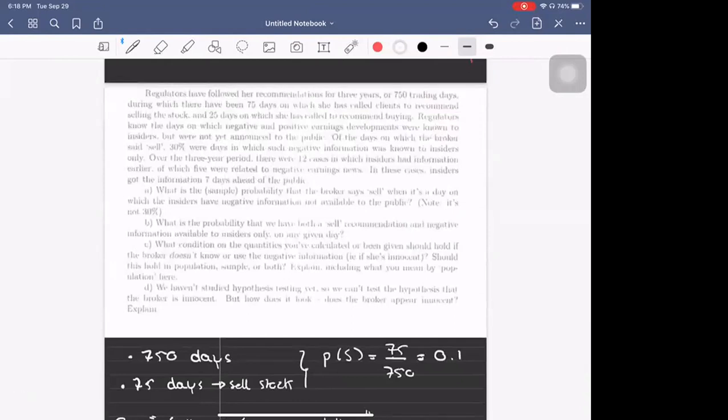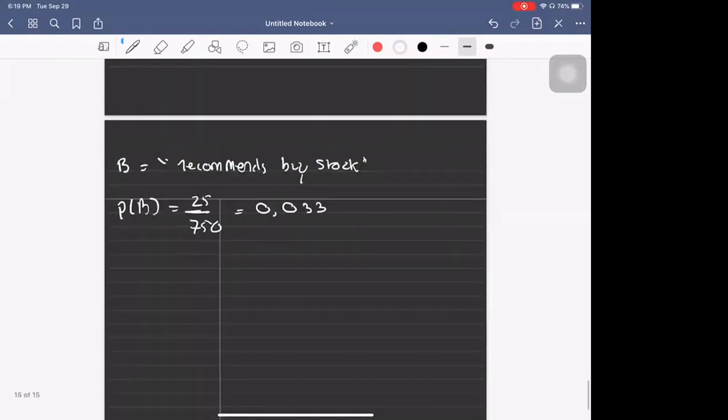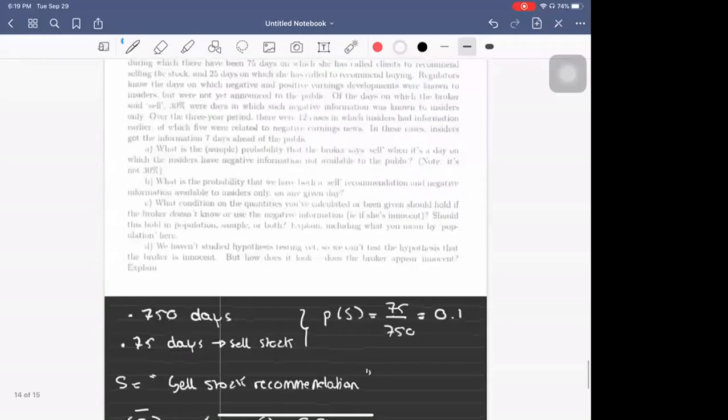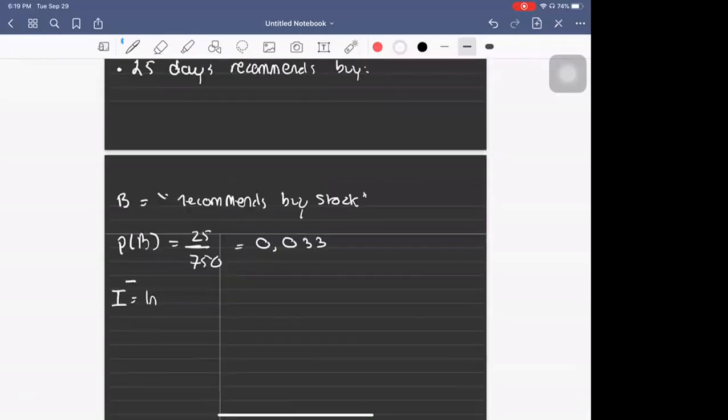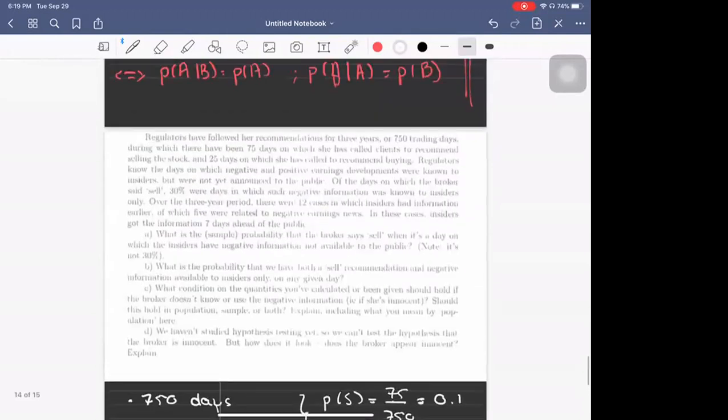Regulators know the days on which negative and positive earnings developments were known to the insiders but not yet announced to the public. So on the days on which the broker said sell, 30% were days in which such negative information was known to insiders only. So I'm going to define a new event. I minus is the event insiders knew about negative news. So on the days on which the broker said to sell to our clients, 30% of the time, there was negative information that was already known to insiders.